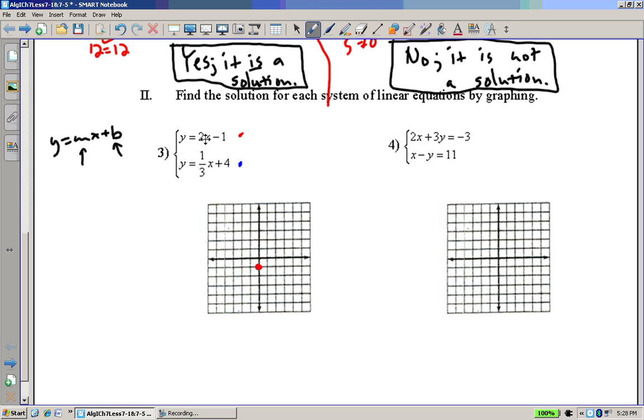Now, I don't see an obvious rise and run for my slope. 2 is my slope. So I'm just going to simply put the 2 over 1. And now that we have 2 over 1, we're going to rise and run: rise 2, from my y-intercept, and run 1. Rise 2, run 1. And I'm going to continue this. I'm also going to continue in the opposite direction.